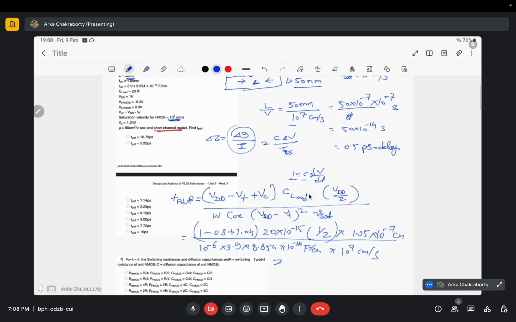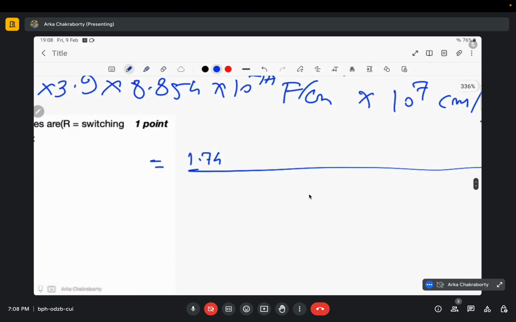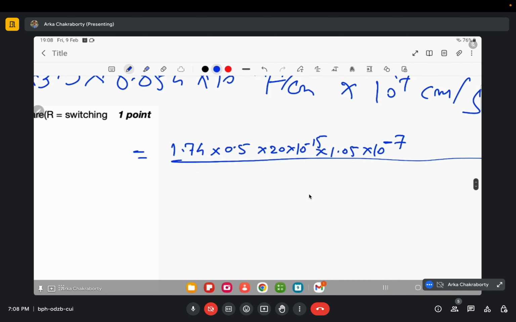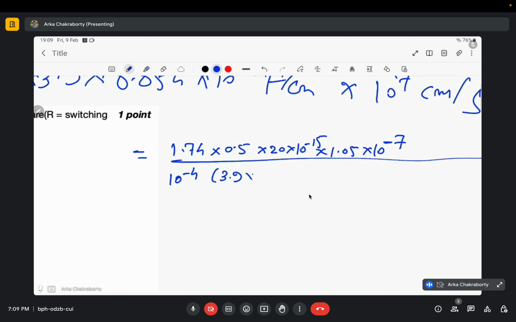Let me solve it. I'll be getting the expression as how much? W Cox we said, and I'm missing this term, 1 minus VDD minus VT, 0.3 whole square. So if I solve it, I'll be getting 1.74, 0.5, 20 into 10 to the power minus 15, 1.05, 10 to the power minus 7, 10 to the power minus 4, 3.9 into 8.854, 10 to the power minus 14, 0.7 square, 10 to the power 7. Solve it, you will be getting something around 1.054, 10 to the power minus 11 second.